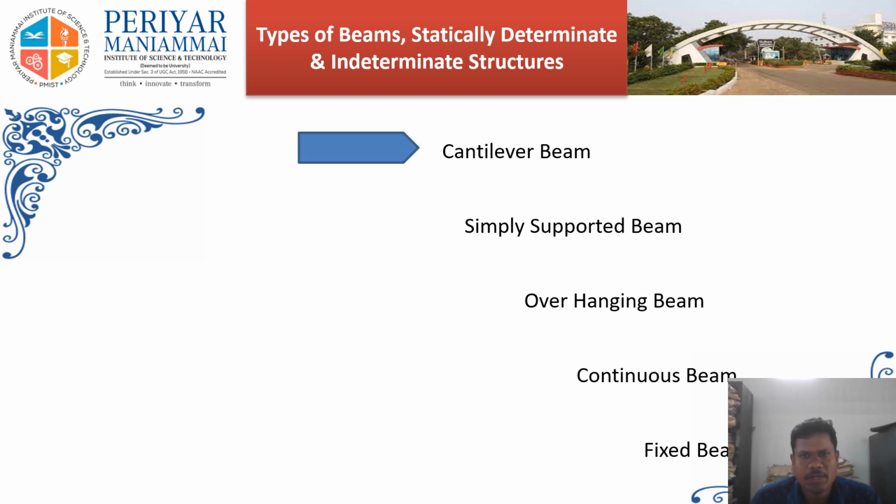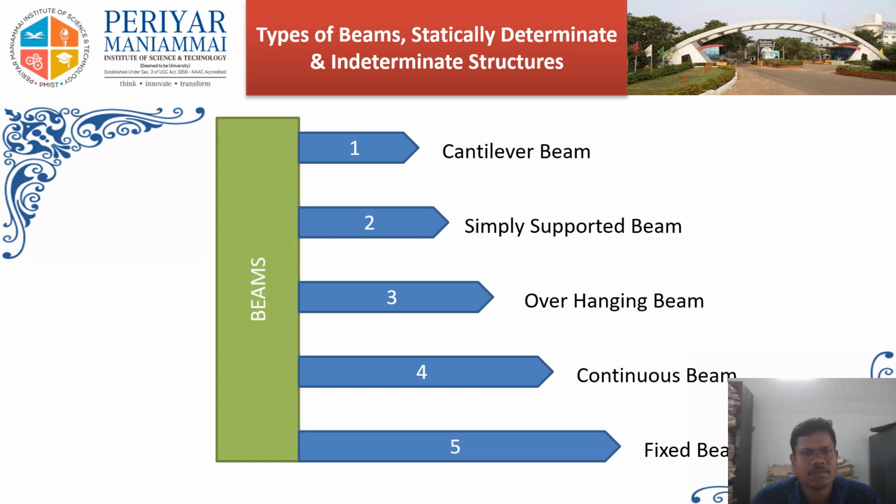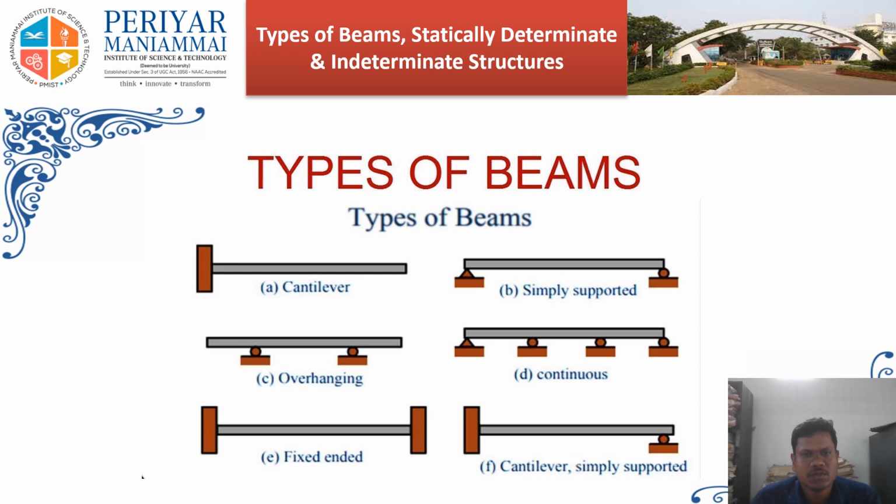There are 5 types of beams. First one is cantilever beam. Second one is simply supported beam. Third one is overhanging beam. Fourth one is continuous beam. And fifth one is fixed beams. So this is the diagram for all these 5 types of beams.